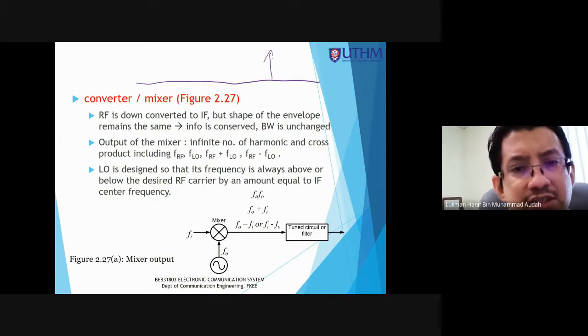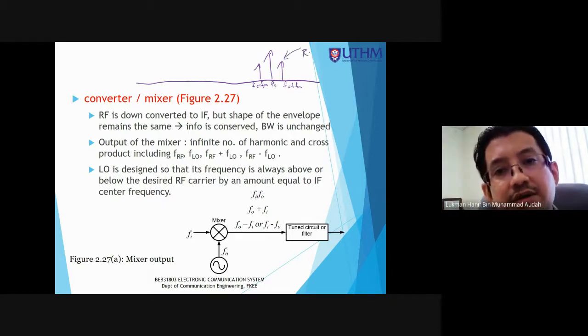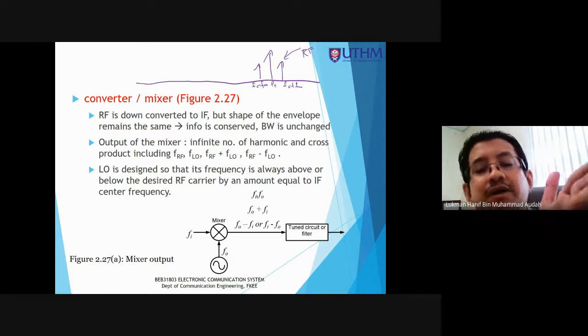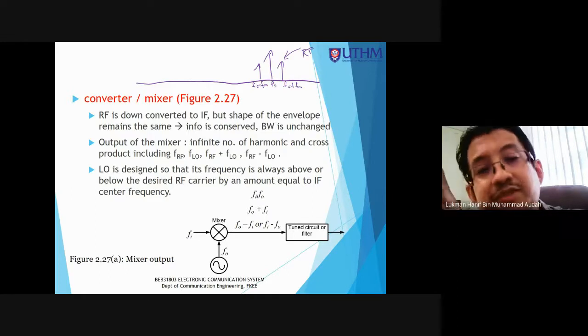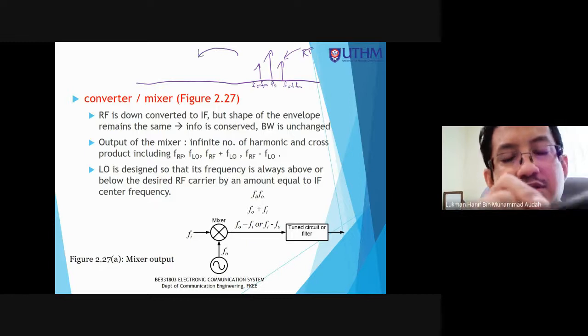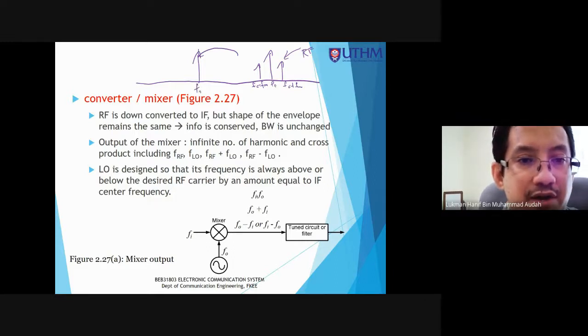So tadi kita receive AM signal, double sideband full carrier. Okay, this is FC, FC plus FM, FC minus FM. Okay, so all this is what we call as the RF. Bila kita sebut RF, dia adalah AM signal. Kenapa? Kerana dia terletak pada radio frequency band. So now what happened is that when we put it inside the mixer converter, it will down convert into intermediate frequency, which is FIF.